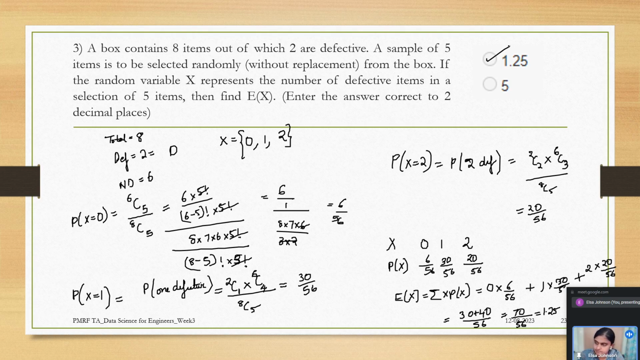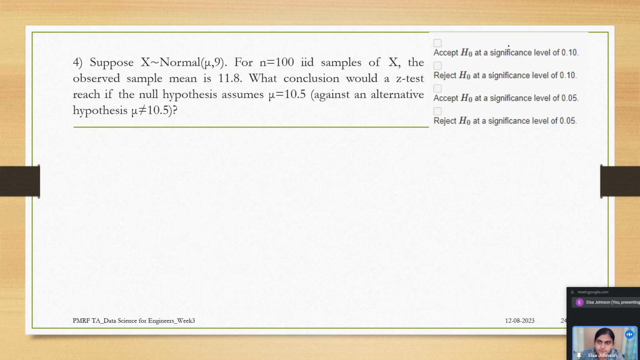Okay, let's move on to the next one. So this you can just find out. Here the things given to us: x belongs to a normal distribution with mean mu, normal distribution with mu and 9, and n is equal to 100. Then the observed sample mean.